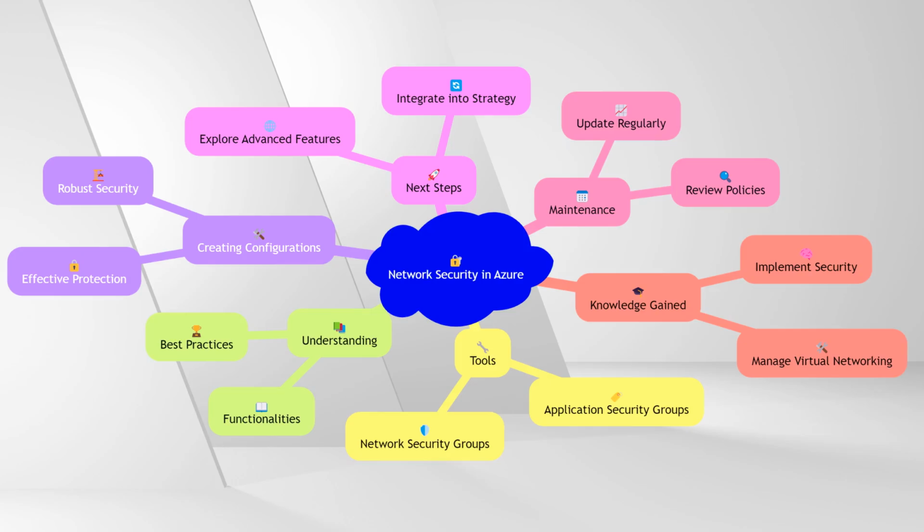In conclusion, network security groups and application security groups are powerful tools for managing network security in Azure. By understanding their functionalities and best practices, you can create robust security configurations that protect your resources effectively. As a next step, consider exploring Azure's advanced security features and integrating them into your security strategy. Regularly review and update your security policies to adapt to evolving threats. With the knowledge gained from this presentation, you are well equipped to implement and manage virtual networking security in your Azure environment.